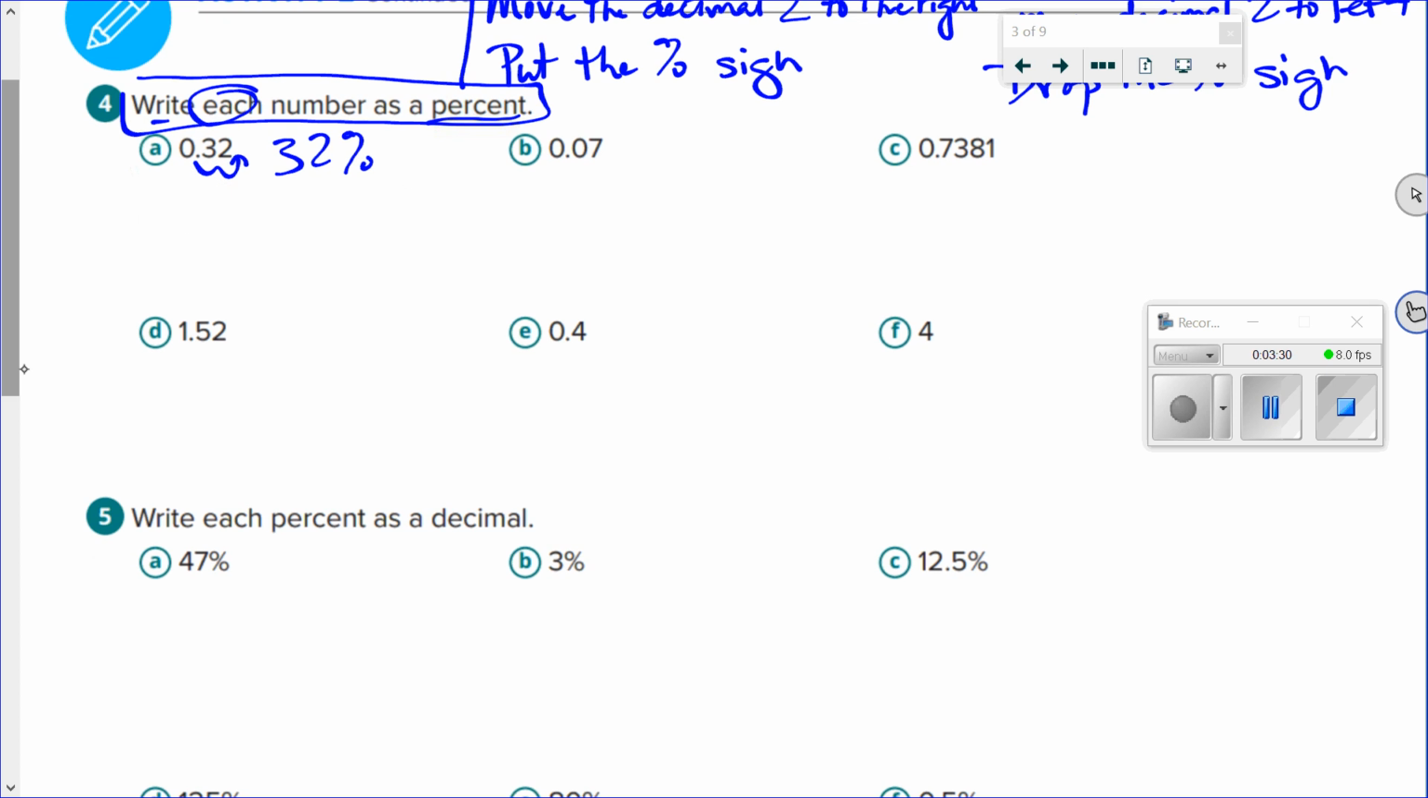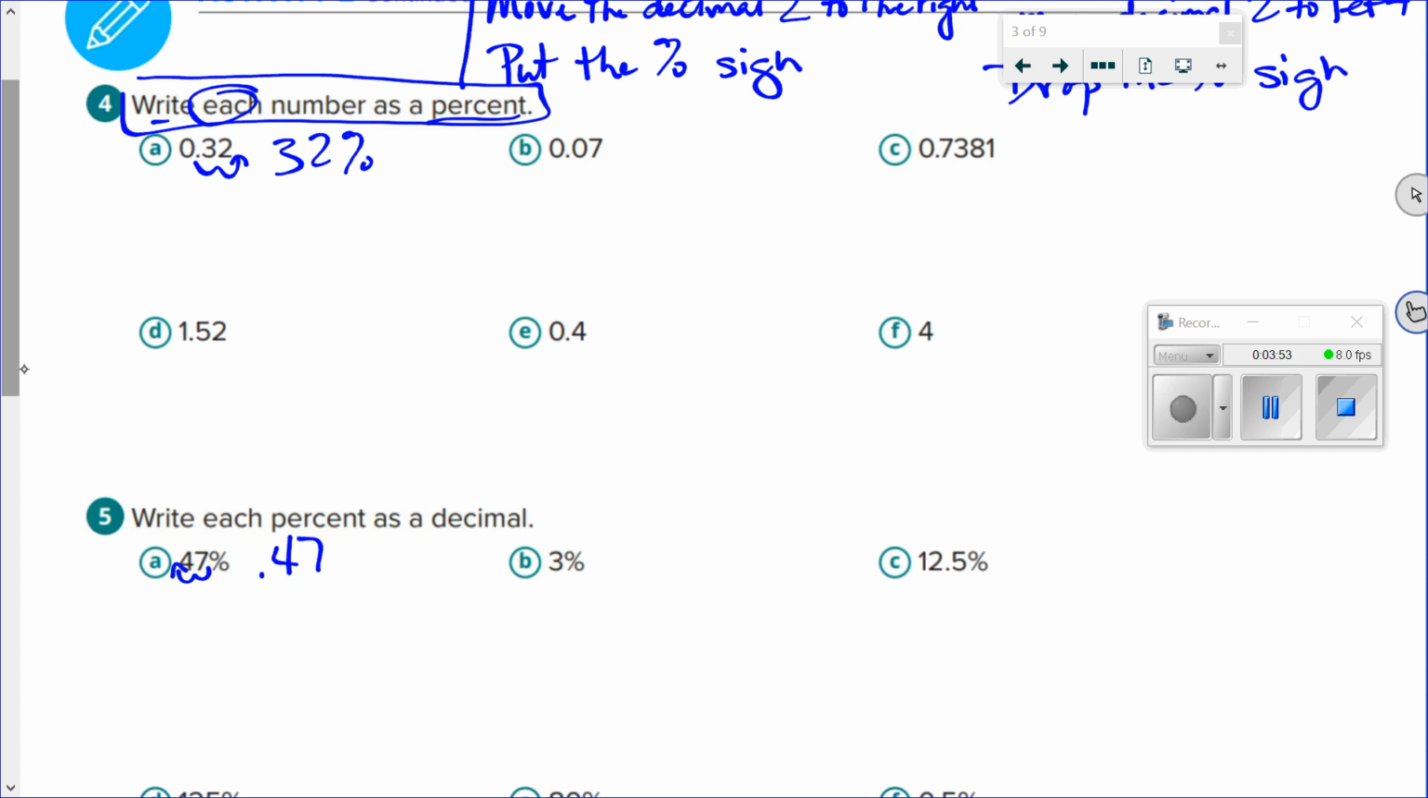If I do not see the decimal of my number in the percent, where is it? So for example, 47%, where's my decimal? I don't see one. At the end. It will always be at the end. If I don't see it, it's at the end. Meaning, I put it here, I move it 2 to the left, and I drop the percent sign.